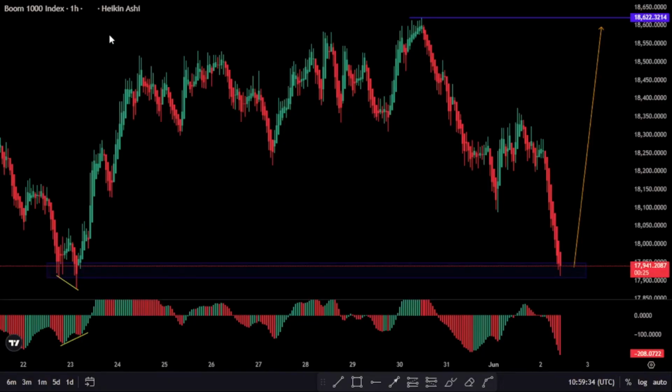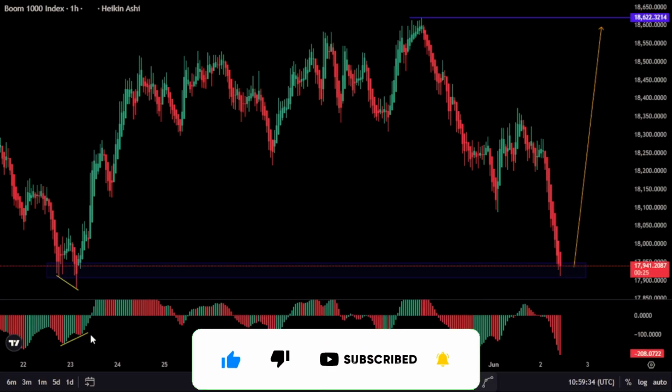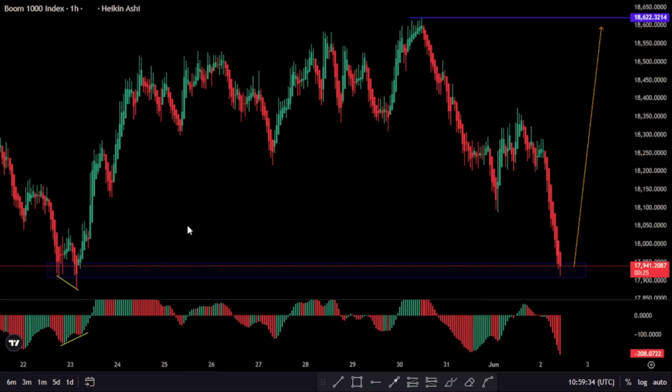So I had this boom 1000 on the 1 hour time frame. You can see how the market had come all the way here, had given us a clear, we had our lower lows, we had our awesome oscillator giving us higher lows. So definitely break of structure, change of character. You can see you have to really be patient and wait for the market to come to you. Right, the market came all the way.